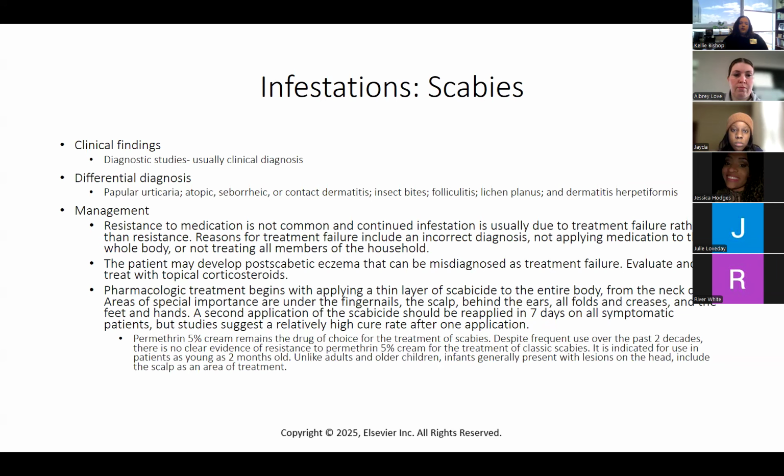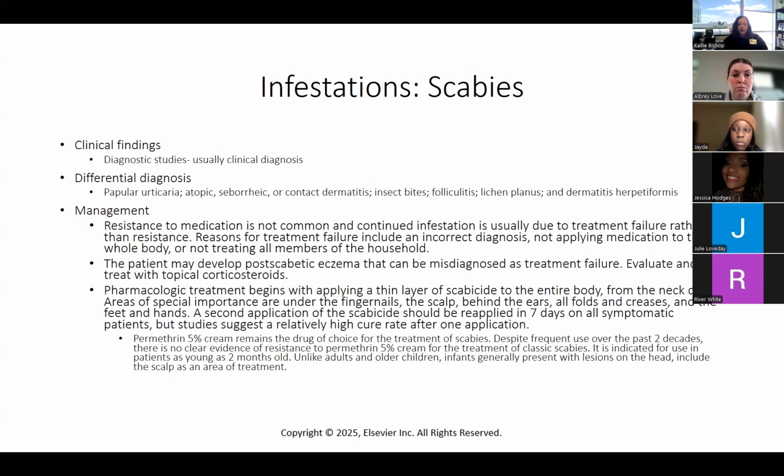Resistance to medication with this one is not common. So it's treated similarly to head lice, but the treatment is usually effective. If the treatment fails, it's usually not because of resistance, it's because they didn't apply the medication correctly or clean correctly. They can get post scabies eczema, and eczema is more prone to having complicated scabies because it's already compromised skin.